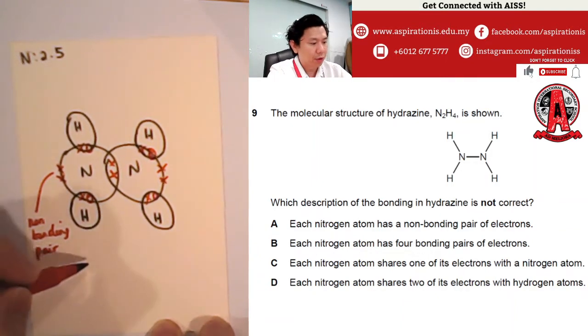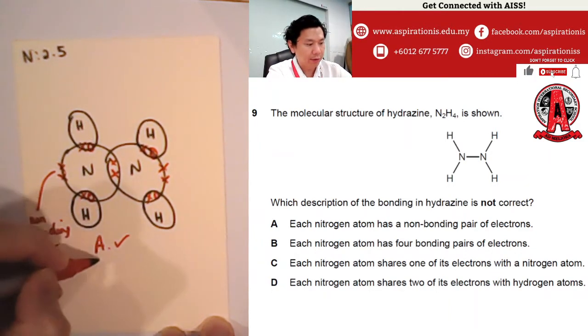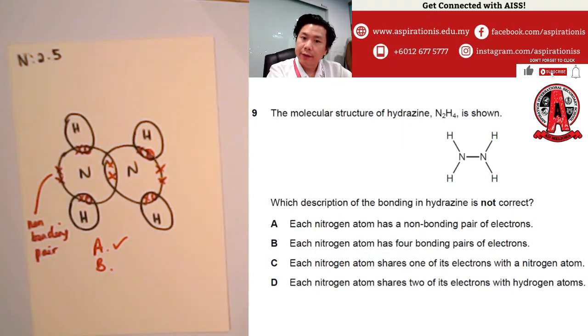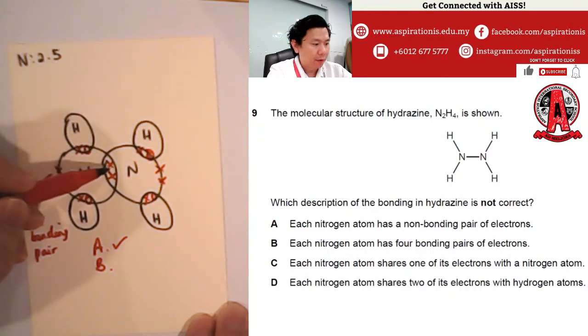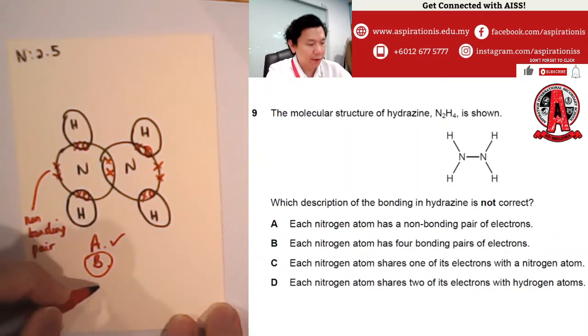Let's go through each of the answers. A. Each nitrogen atom has a non-bonding pair. So this is correct. B. Each nitrogen atom has 4 bonding pairs. 1, 2, and 3. No, there are only 3 bonding pairs. So B is incorrect.